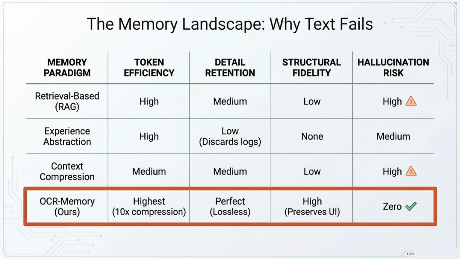So, why does text fail? If we look at the current memory landscape, paradigms like standard retrieval-based RAG or context compression struggle. They either lose crucial details, destroy structural fidelity, or carry a high risk of hallucination. OCR-Memory, however, flips the script. It offers the highest token efficiency with a 10x compression, while maintaining perfect, lossless detail and zero hallucination risk.